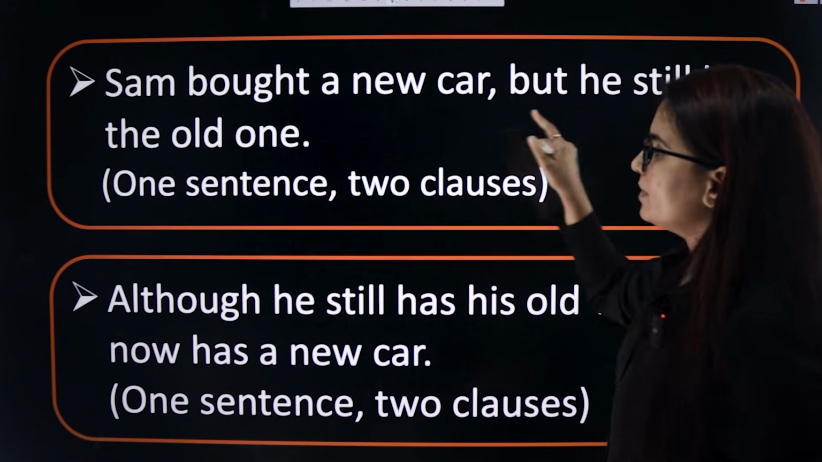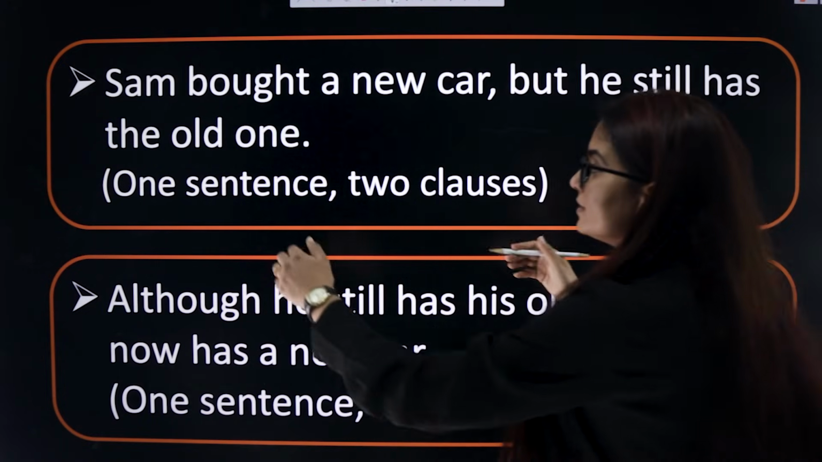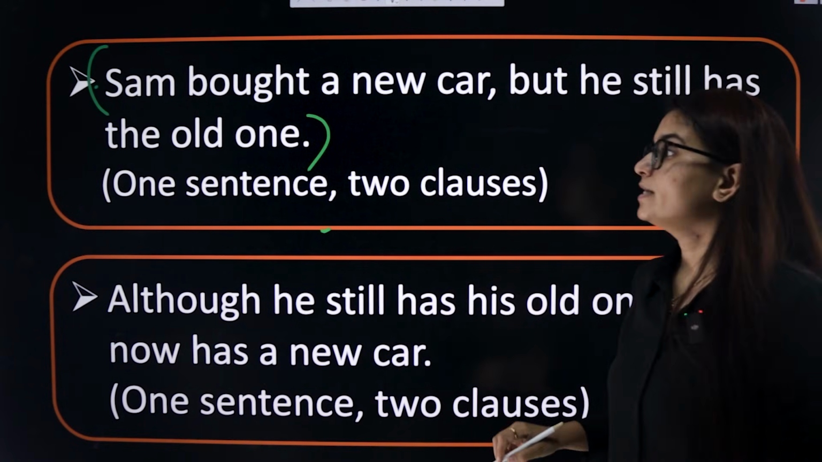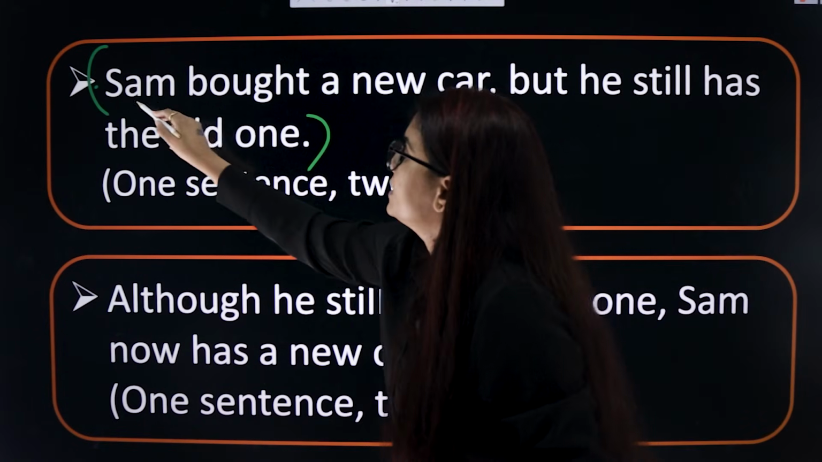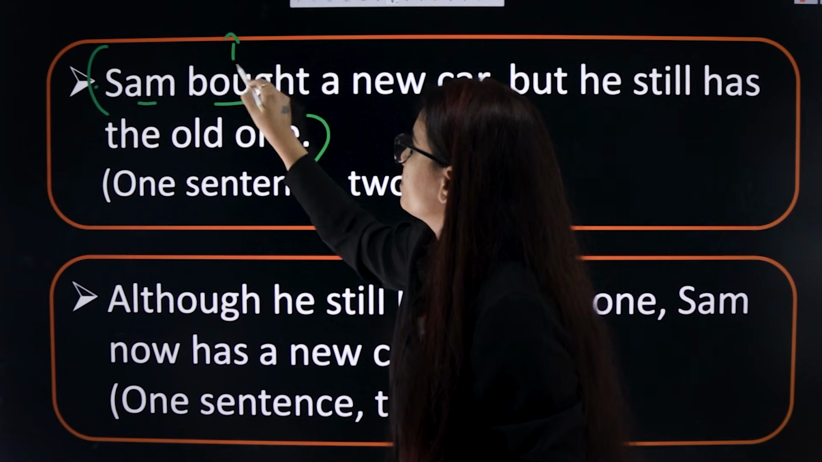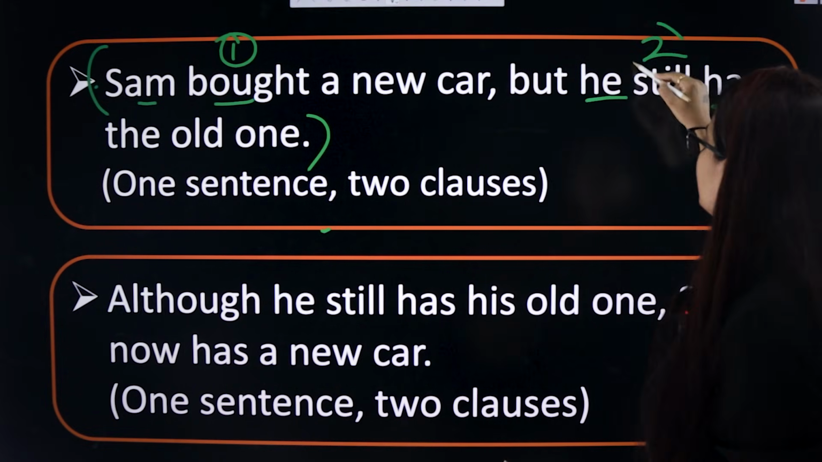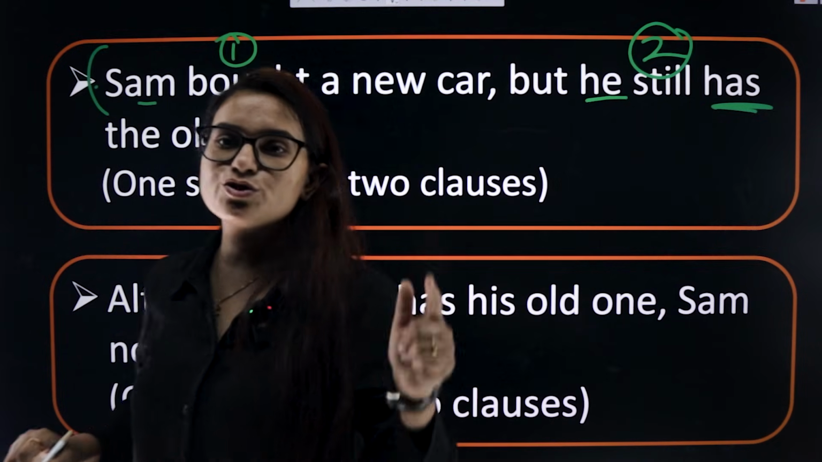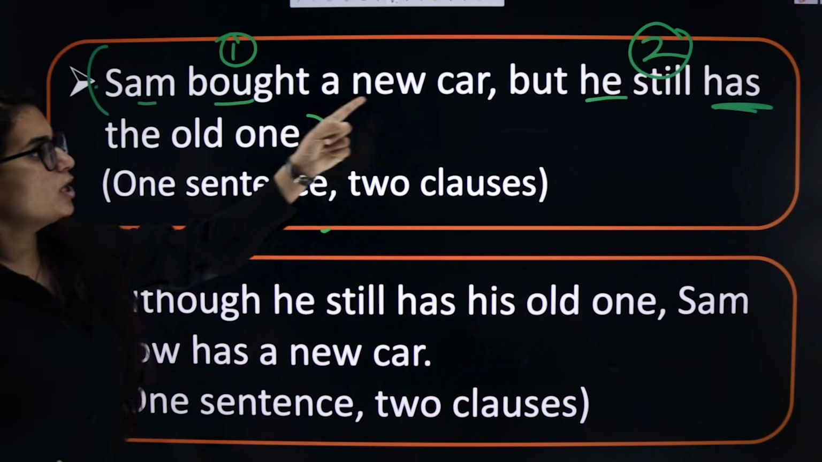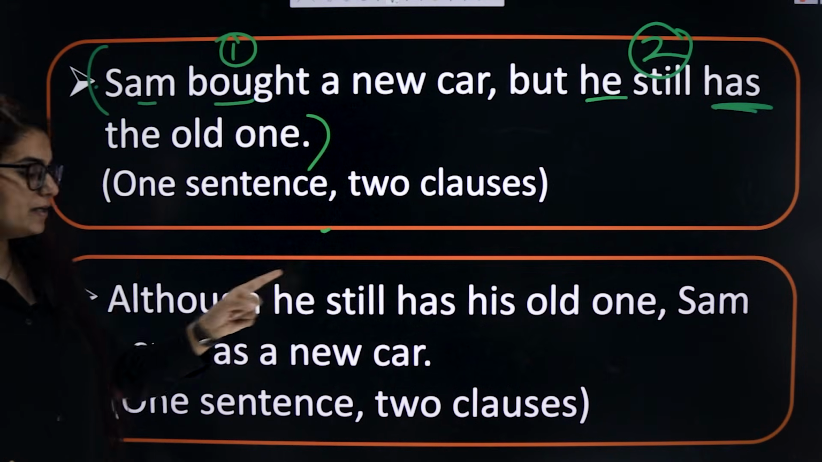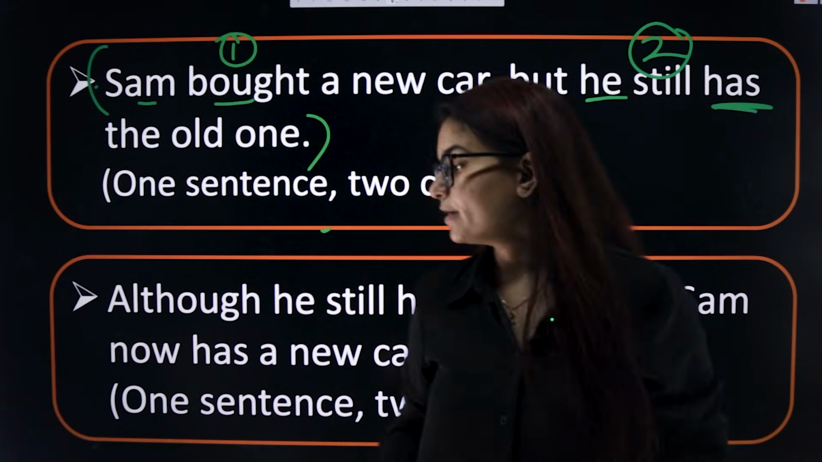Sam bought a new car, but he still has the old one. This is one sentence. From here to here, one sentence. How many clauses? Subject, verb, clause number 1. Subject, verb, clause 2. This is a sentence which has two clauses. Subject, verb, subject, verb. Two clauses, one sentence. Clear? Next example is on your screen.